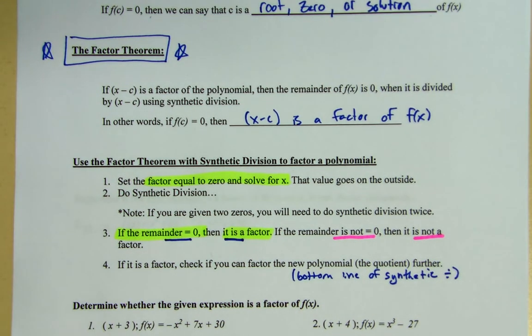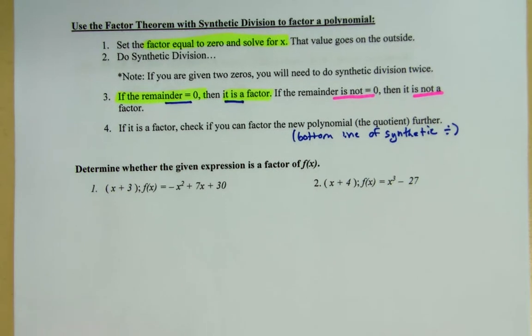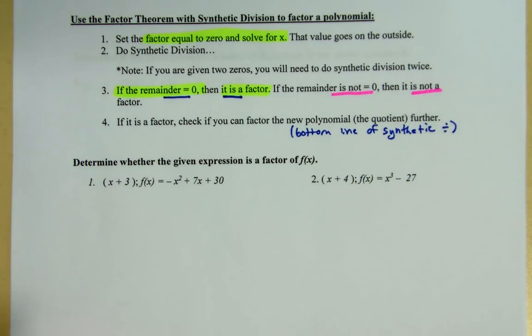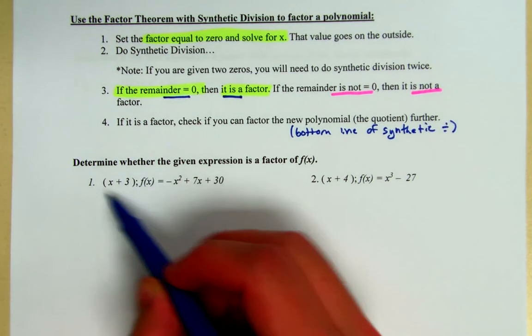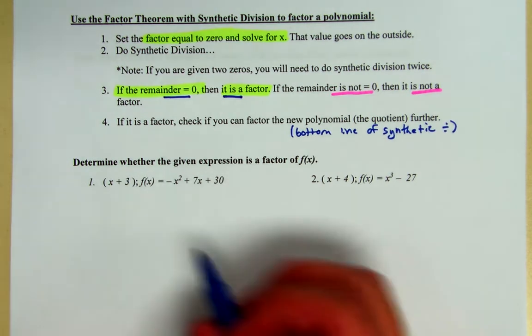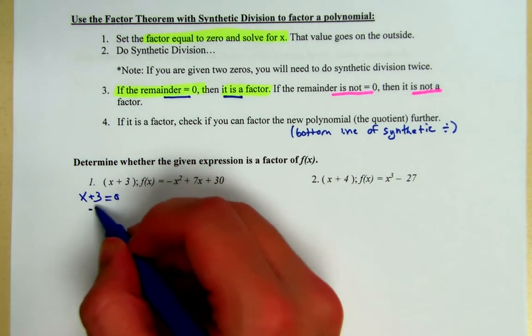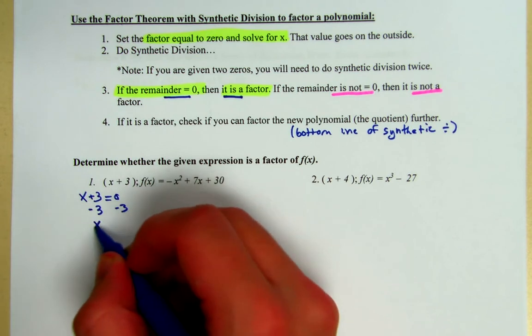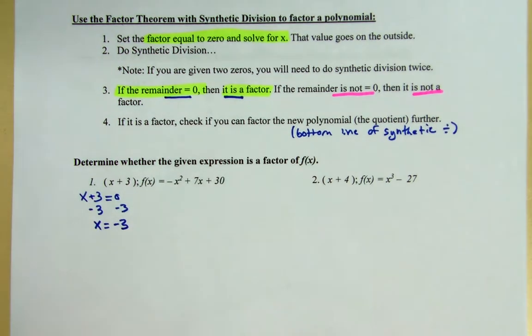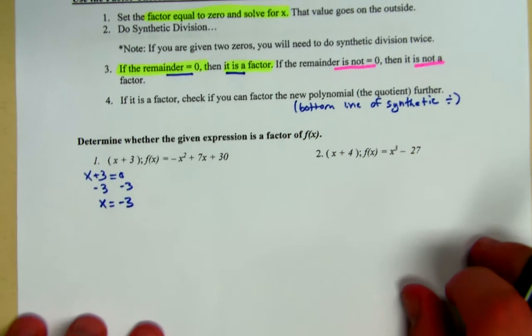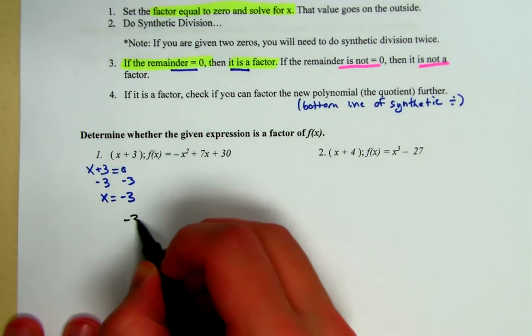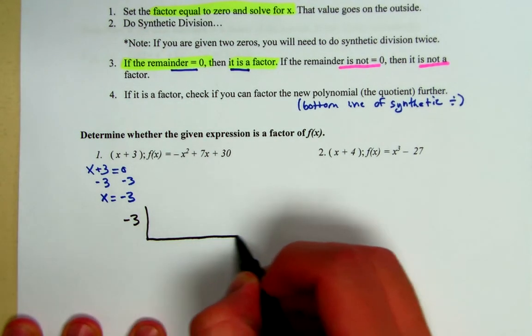So let's put this in use. The first thing that you're going to be asked to do is say, hey, determine whether it is a factor of the polynomial or not. So again, if I have a factor, I need to make sure it's equal to 0. So x plus 3 equals 0. Subtract 3 from both sides, x equals negative 3. That becomes what you synthetically divide by. So I take negative 3, and I set up the synthetic division.